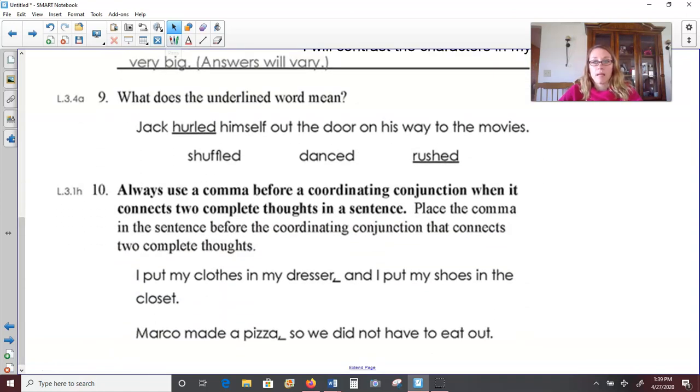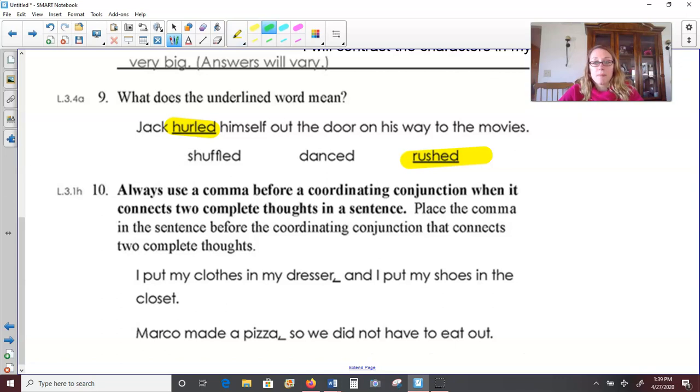Okay, number 9, what does the underlined word mean? Jack hurled himself out the door on his way to the movies. He's on his way to the movies. Did he shuffle out the door? Did he dance? Or did he rush? I'm thinking if he's going to the movies, he probably rushed out the door. If he was going to a dance, he might have danced out the door.